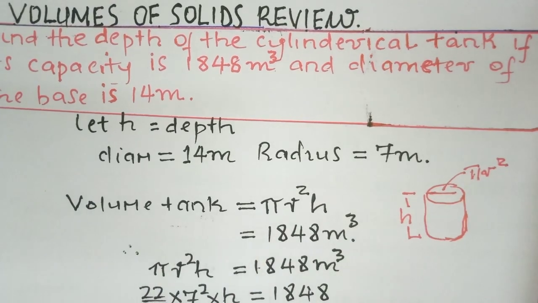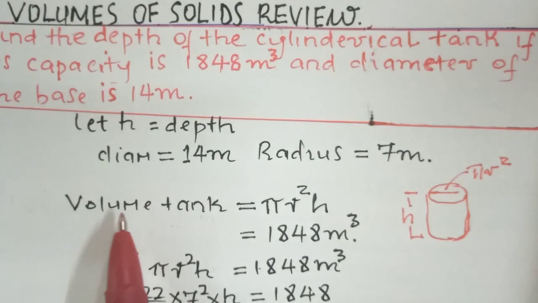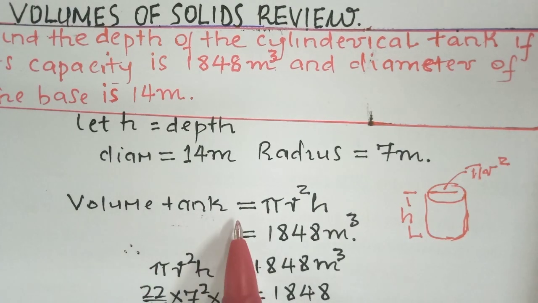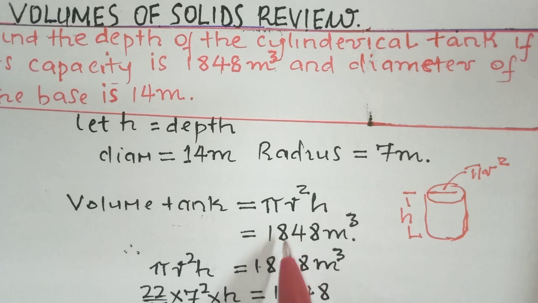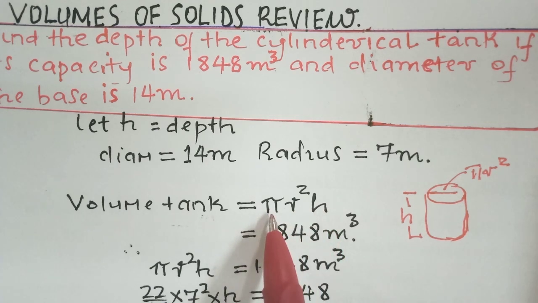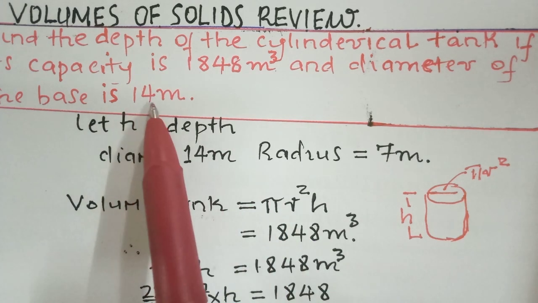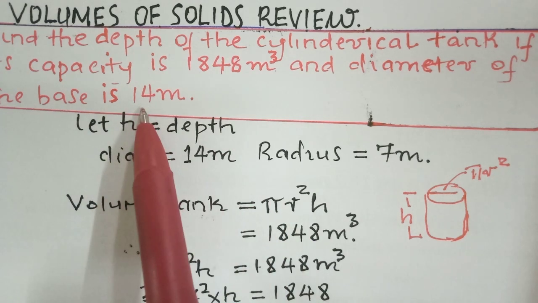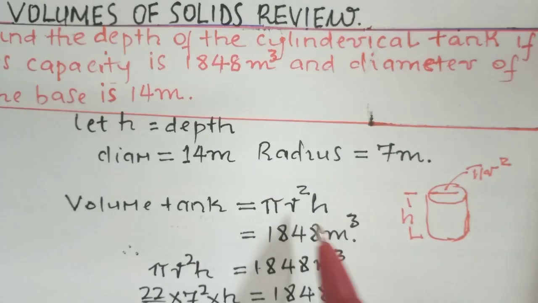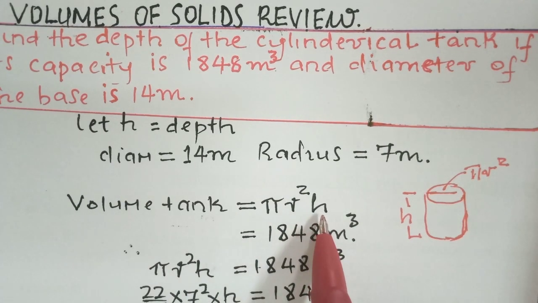Now guys, we are given the capacity. So what we need to get is, first of all, the volume of the tank. The volume of the tank, we know it is given by pi r squared h, of which pi is known. R squared we get from this. The base is 14, that is 14 divided by 2. So r is going to be 7. And so guys, h is what we are looking for.